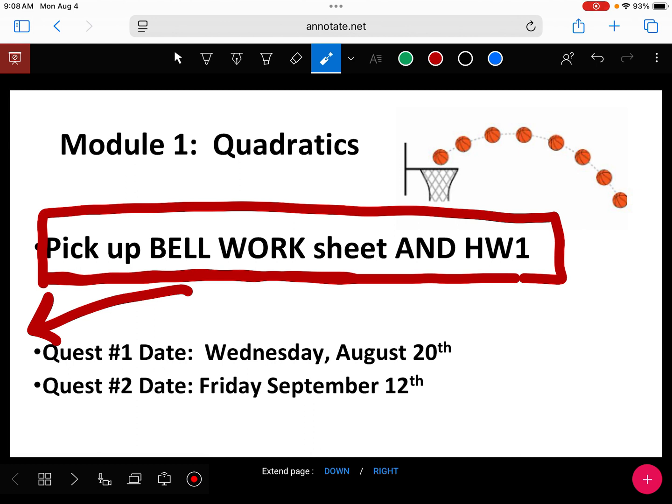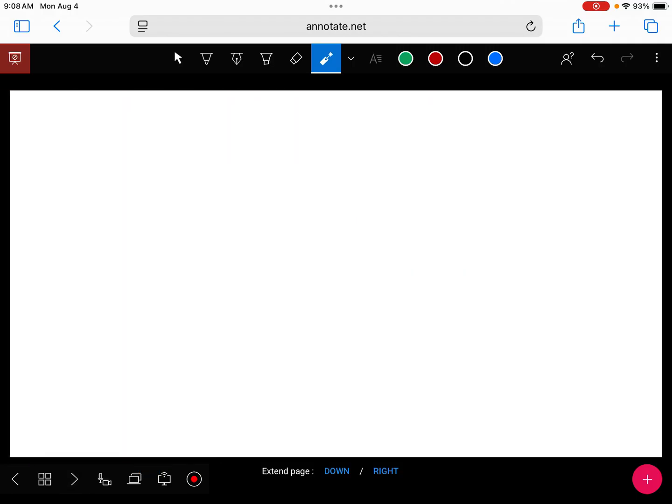So our first test is August 20th, so that's about 2 weeks. Yeah, 2 weeks, 2.5 weeks. And then the second test is September 12th. So that blue packet is actually 2 whole tests together. That's why it's so thick. All right, so after you have that, now let's go back to our lesson.